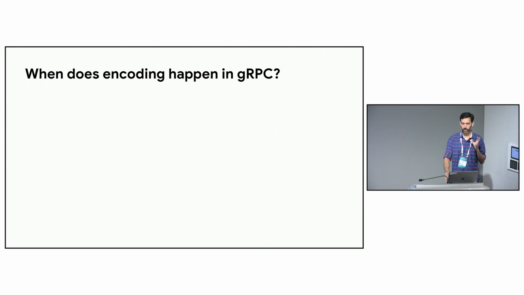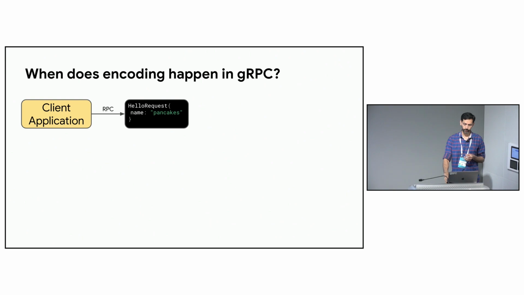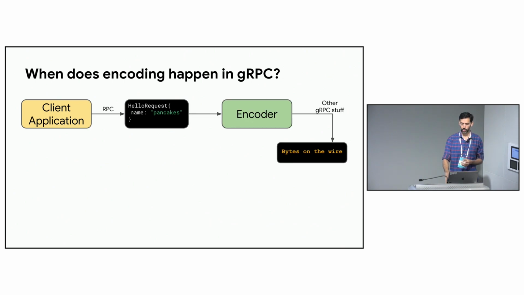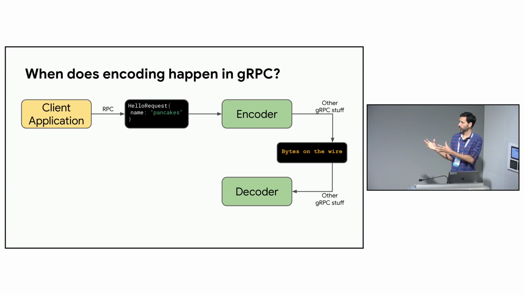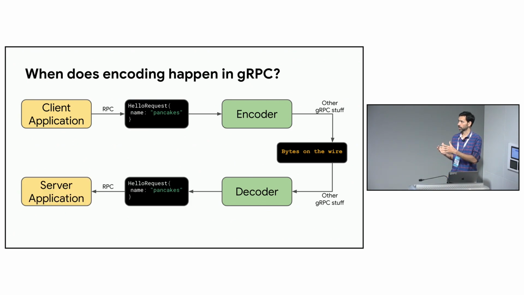At a very high level, let's see where encoding happens in gRPC. You have your client application, and that's making an RPC. This message is now given to the encoder. The encoder comes back with a bunch of bytes, and they go through a lot of other gRPC stuff before they get put on the wire. The same thing happens on the other side. You get bytes on the wire, they go through a bunch of gRPC stuff, and then they go through the decoder, which gives you back the proto message that can be passed to the server application.